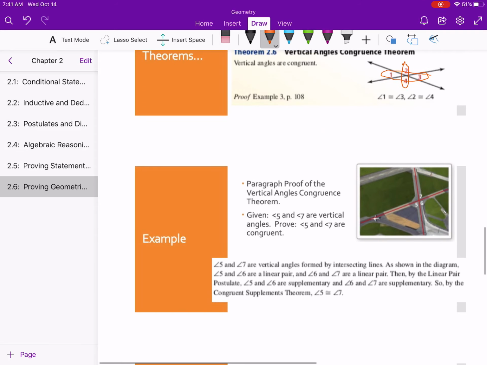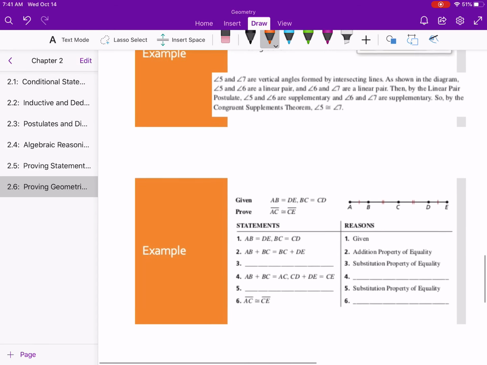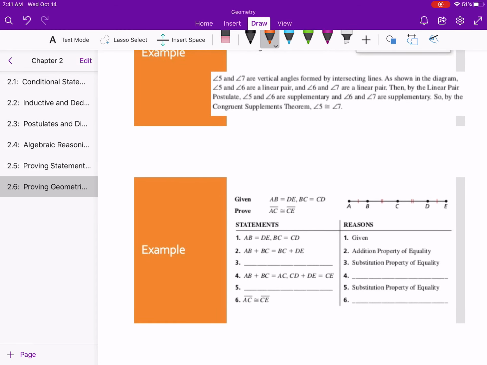So here's an example of a paragraph proof. I'm not going to read it to you. If you want, you can take a second to read it yourself. And here's a proof. Let us finish this proof. So we know that AB is equal to DE and BC is equal to CD. And we're trying to prove that AC is congruent to CE. So always, always, always, our first statement is what's given to us and our reason is given.